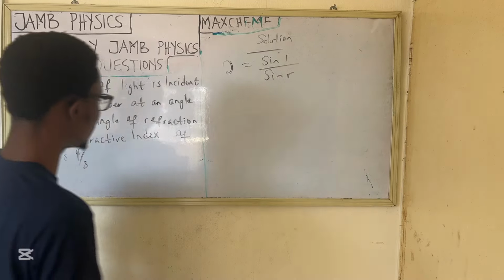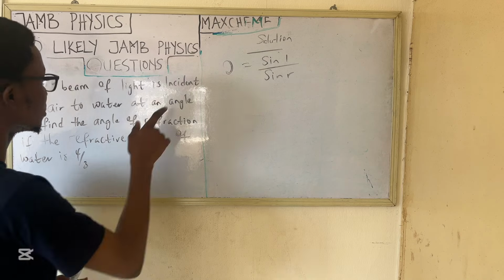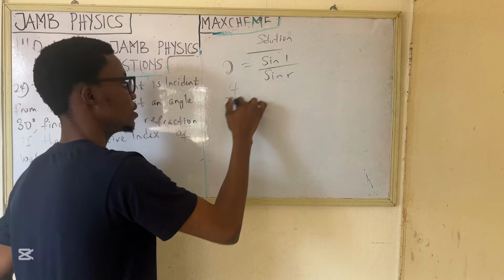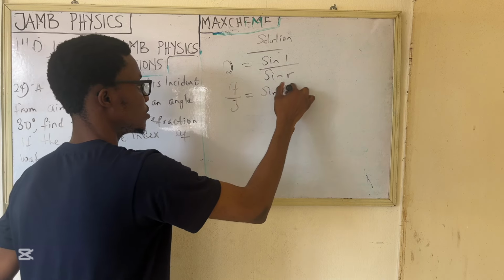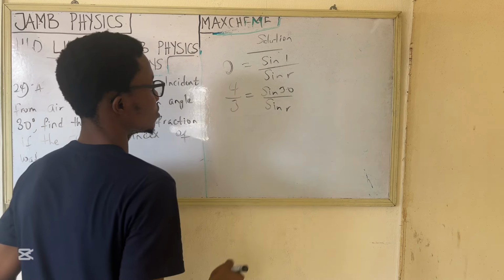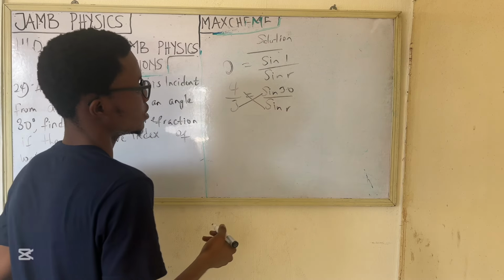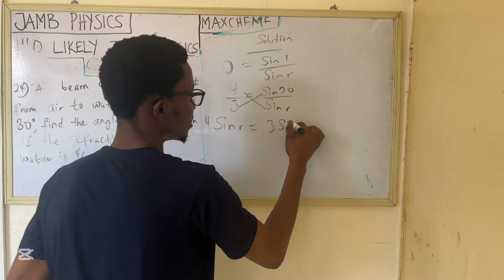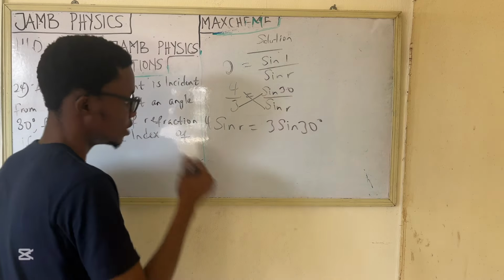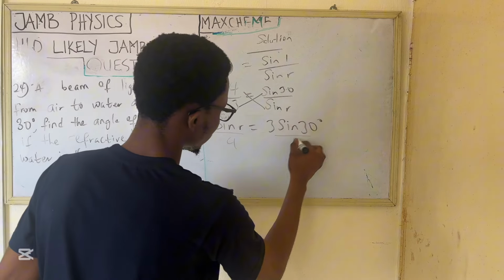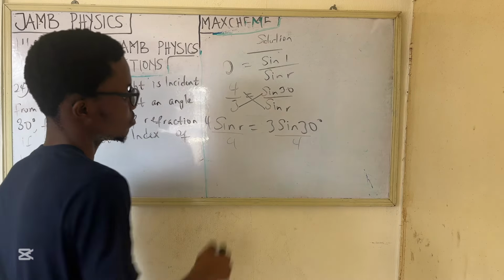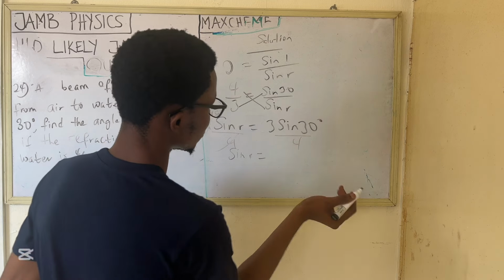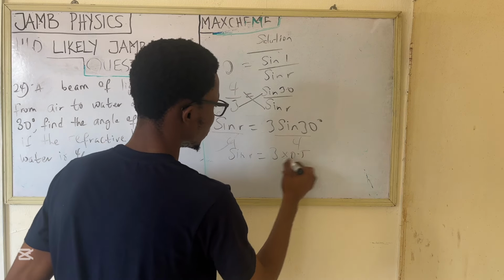Then what is our refractive index from the question? It's 4/3. What is the angle of incidence? It is 30. So we have 4/3 is equal to sine 30 over sine r. So we now cross multiply, right? Then we can say 4 sine r is equal to 3 sine 30 degrees. Then divide both sides by 4. So 4 cancels 4. We now have sine r is equal to 3 sine 30, that's 3 times 0.5 over 4.